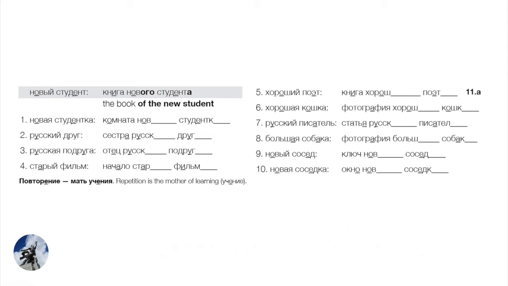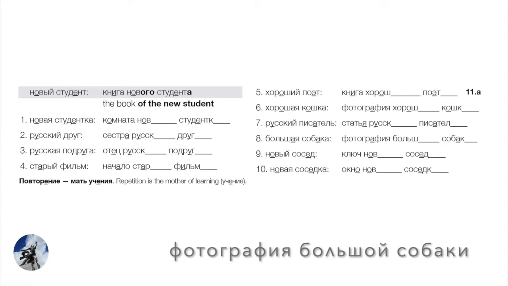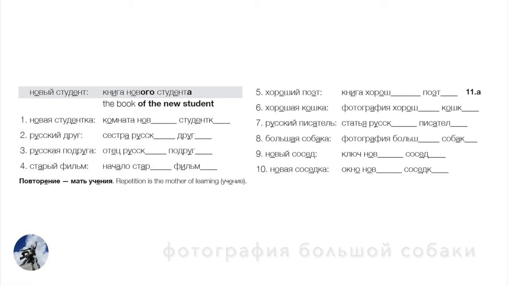Number 8, большая собака, a big dog, a photograph of a big dog, фотография большой собаки. Okay, look at большой, that's a stressed ending, so there's no problem here having the ой after ш, right? Because the o is stressed, right? So nothing wrong with the stressed o, it's the unstressed o we have to avoid. Okay, and with собака, again, 7-letter spelling rule. It's a hard feminine noun, but we can't write у as we might want to. The 7-letter rule tells us we have to write и instead.